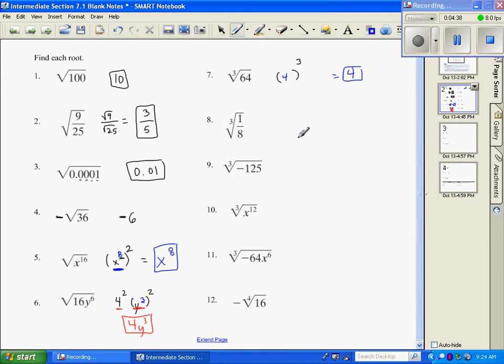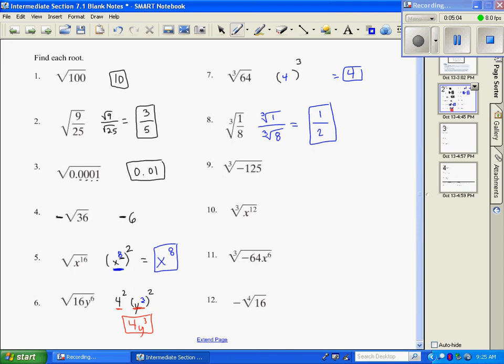Okay, same idea here. If I wanted to rewrite this, I can say what's the cubed root of 1, what's the cubed root of 8, and I'll say what to the 3rd power gives me 1. Well, 1 does. On the bottom, what to the 3rd power gives me 8. Well, 2 times 2 times 2, so my answer is going to be 1/2.